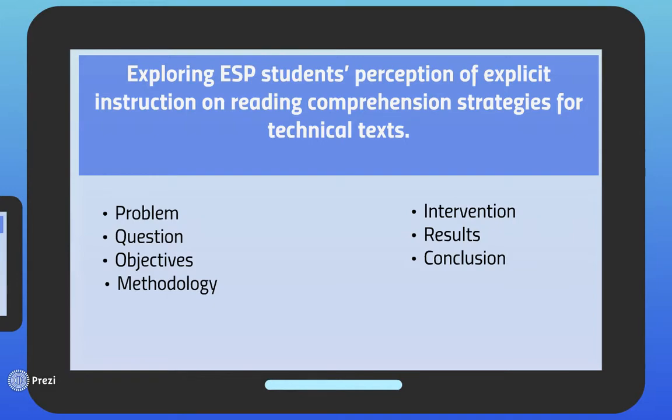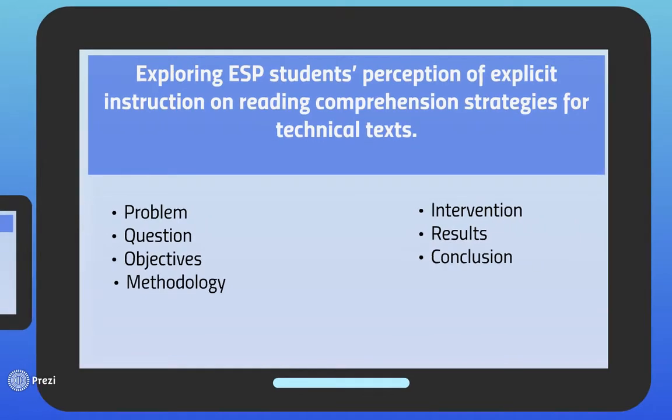This is the outline I'm going to use. I'll mention the problem, the question, the objectives, the methodology, the intervention itself, results, and conclusions. I know that there are many things that you're going to be missing from the presentation, but this has to be very brief. And also from results and conclusion, the data is not going to be very accurate since I haven't been able to analyze data yet. Okay, but let's start with the problem.